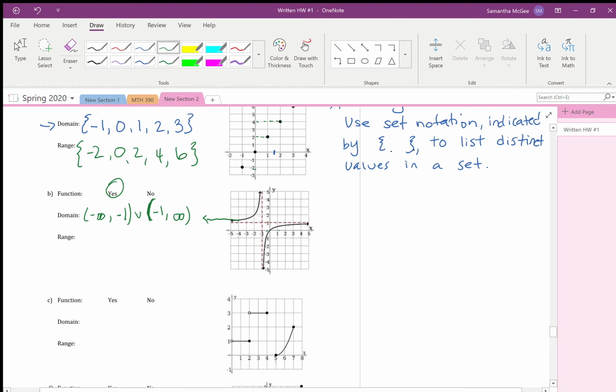This symbol between these two intervals is called a union. It's just basically fancy math talk for and. So in other words, this is saying I can plug in any value from -infinity to -1 and from -1 to infinity.